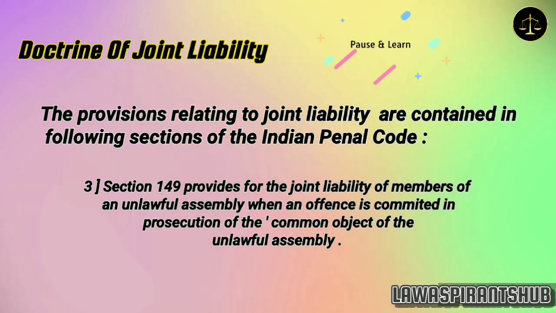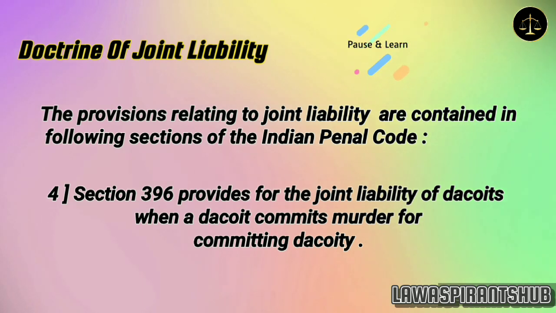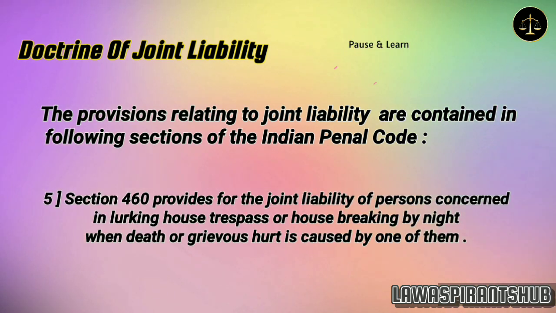Section 149 provides for the joint liability of members of an unlawful assembly when an offense is committed in prosecution of the common object of the unlawful assembly. Section 396 provides for the joint liability of dacoits when a dacoit commits murder for committing dacoity. Section 460 provides for the joint liability of persons concerned in lurking house trespass or housebreaking by night when death or grievous hurt is caused by one of them.